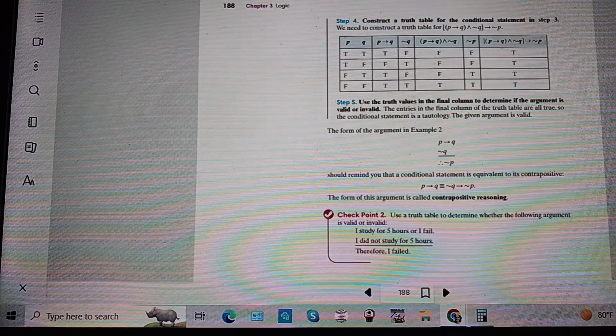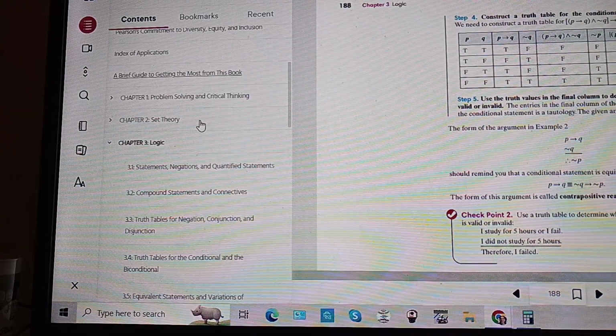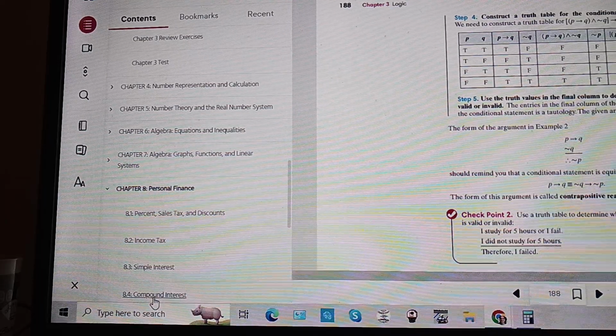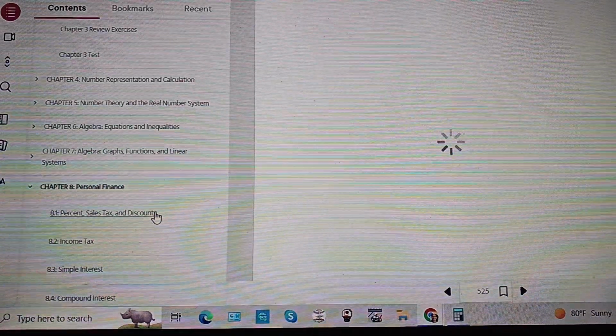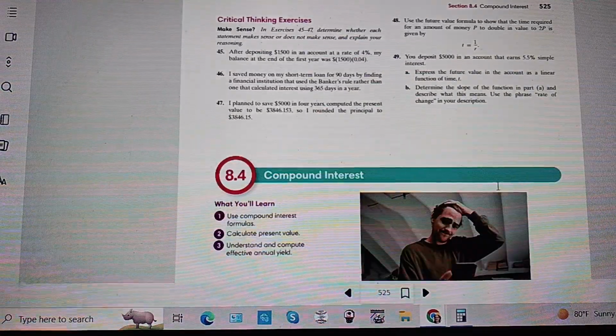So you do that, and now the ebook is opening up. And then in here, I can pick my chapter. This one took me to chapter 3, but I can click this little table of contents here. And then I can scroll down to chapter 8 if I want. 8.4. See, it jumps you right to 8.4 now. And then I can close this if I want to see it bigger. There's compound interest.